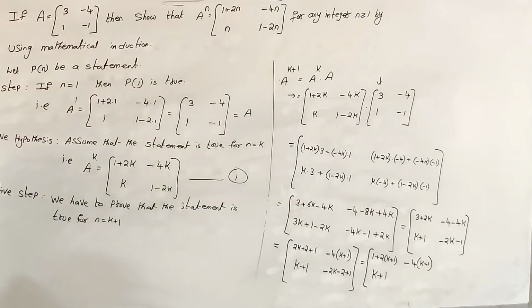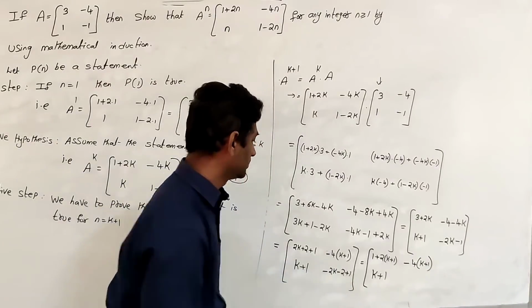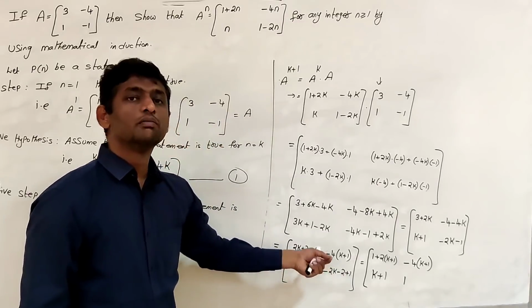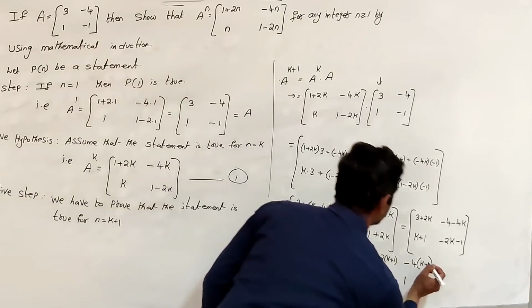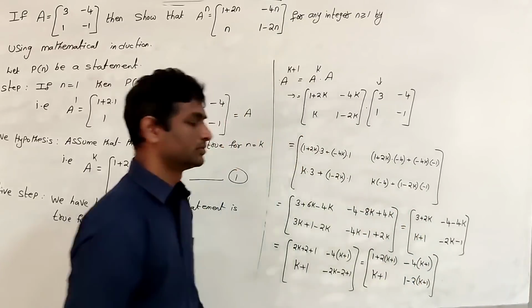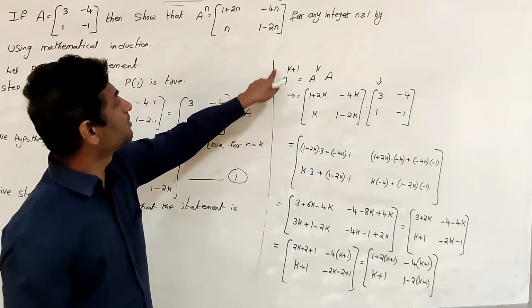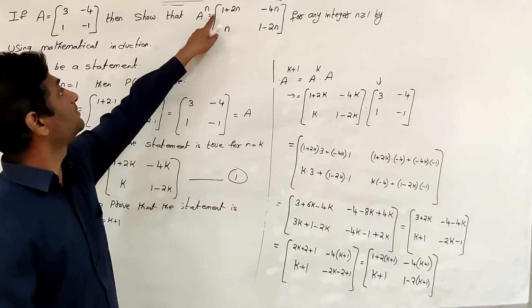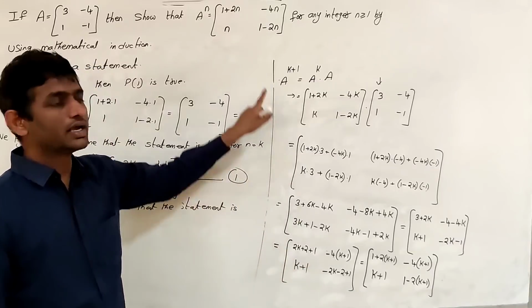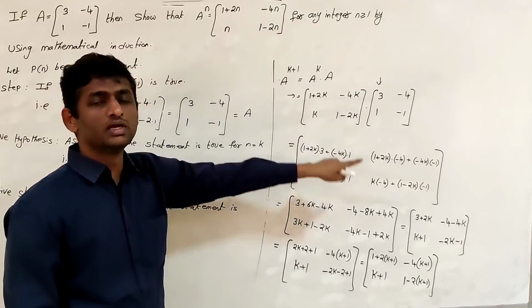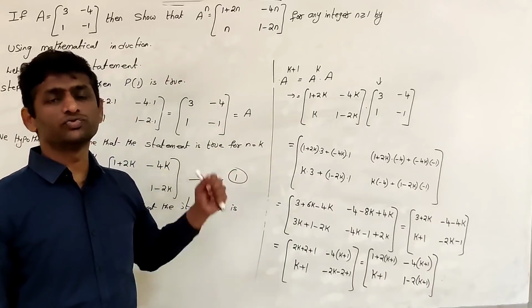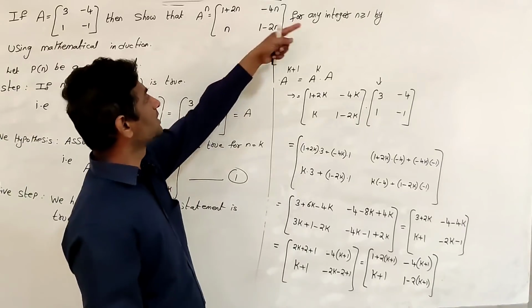And this will be what? 1 is 1, and from minus 2k minus 2, minus 2 is common, so we can write minus 2 times of k plus 1. So this is our proof. So A to the power of k plus 1 will be 1 plus 2 times of k plus 1, minus 4 times of k plus 1, k plus 1, and 1 minus 2 times of k plus 1. So by using mathematical induction, we can say that it is true for all integers where n is greater than or equal to 1.